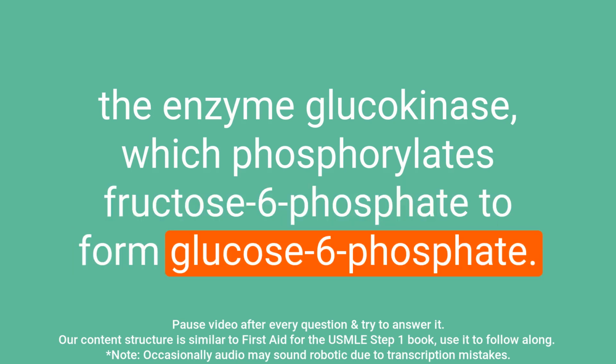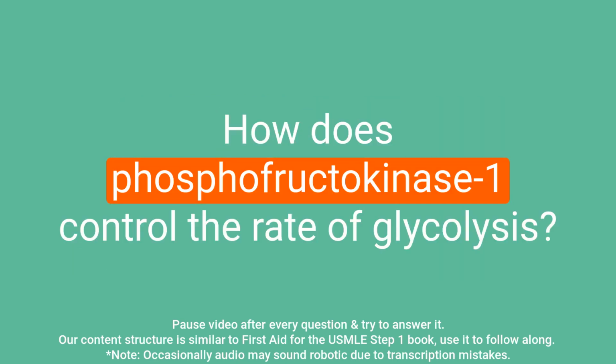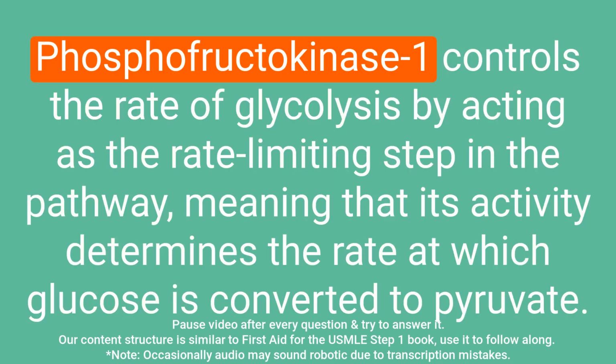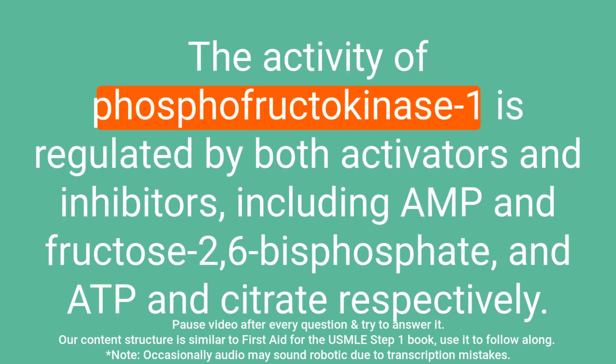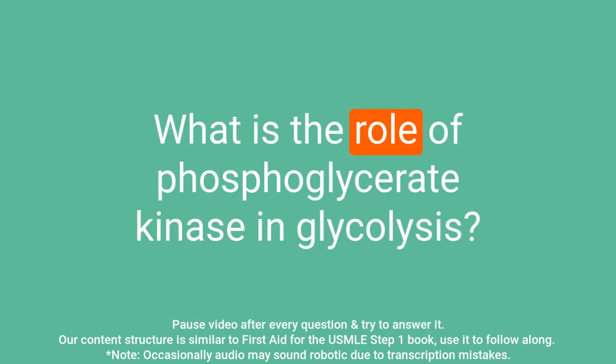form glucose 6-phosphate. Question: how does phosphofructokinase 1 control the rate of glycolysis? Answer: phosphofructokinase 1 controls the rate of glycolysis by acting as the rate-limiting step in the pathway, meaning that its activity determines the rate at which glucose is converted to pyruvate. The activity of phosphofructokinase 1 is regulated by both activators and inhibitors, including AMP and fructose 2,6-bisphosphate, and ATP and citrate respectively.